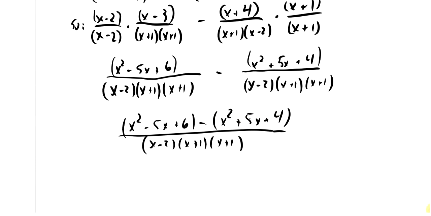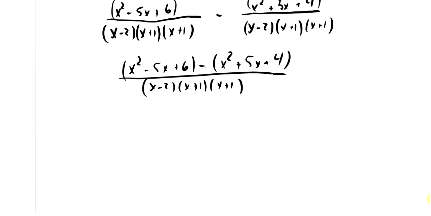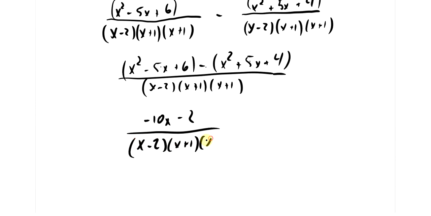So scroll down a little bit. x squared minus x squared is a 0x squared. Minus 5x minus 5x gives me minus 10x, so this minus that. 6 minus 4 is 2, so we get minus 10x plus 2 over x minus 2, x plus 1, x plus 1.